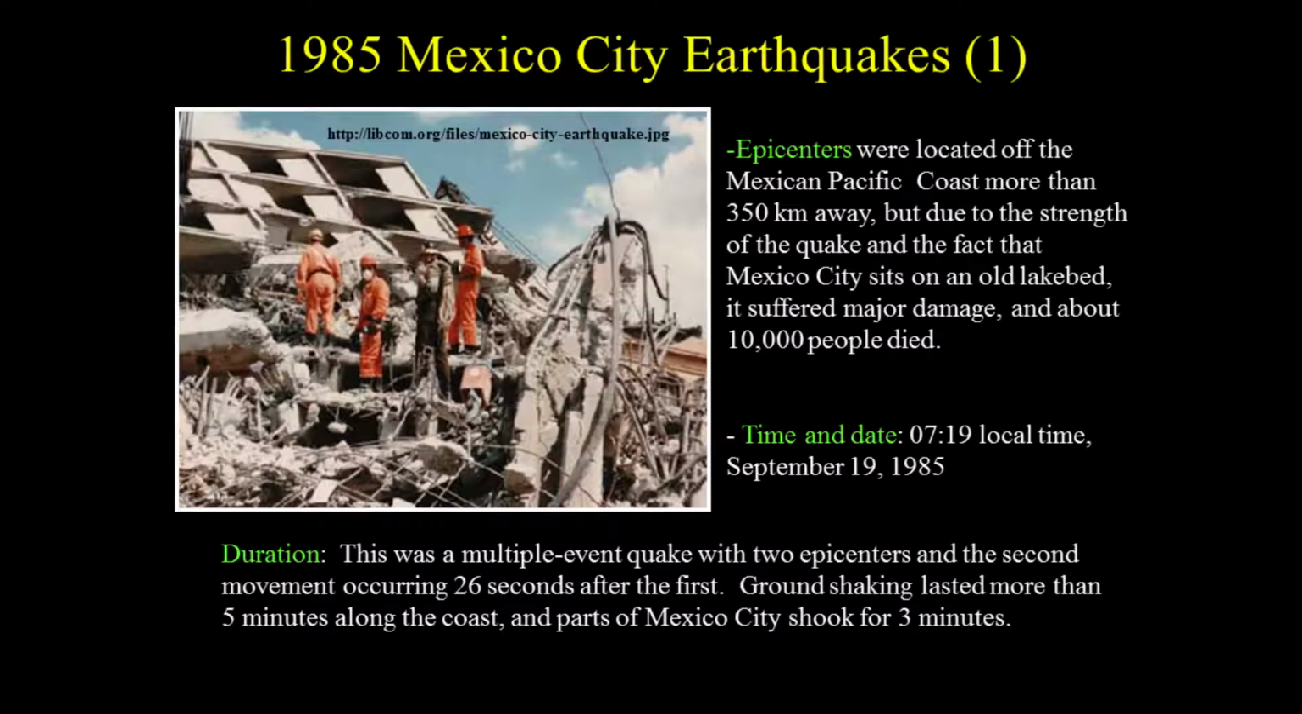This picture shows some of the damages from the 1985 Mexico City earthquakes. On September 19, 1985, at 7:19 local time, a quake of magnitude 7 on the Richter scale struck Mexico City, Mexico. Ground shaking lasted more than 5 minutes along the coast, and parts of Mexico City shook for 3 minutes. This is exceptionally long. The typical earthquake lasts on average less than 60 seconds.